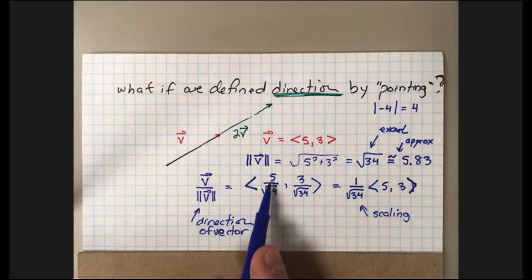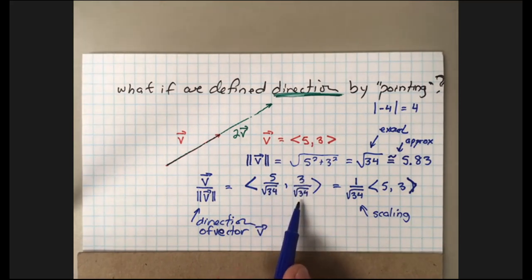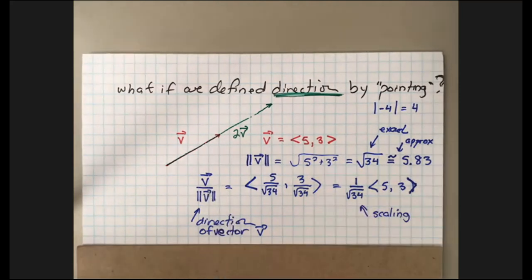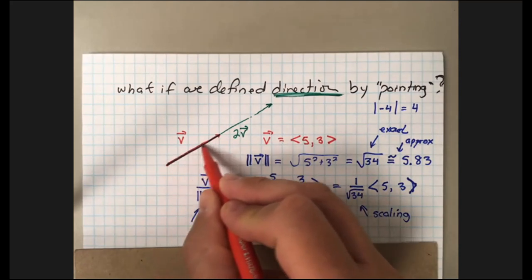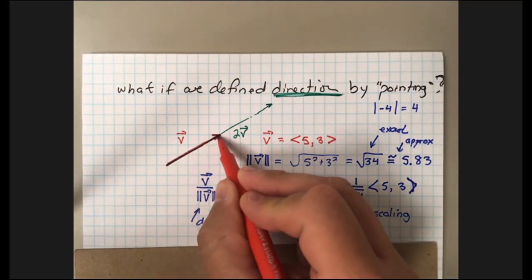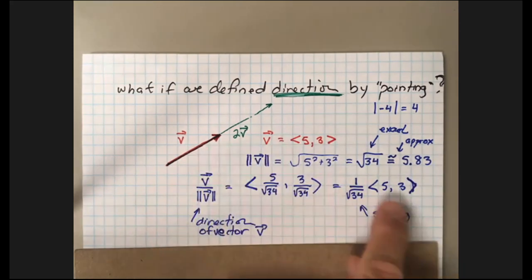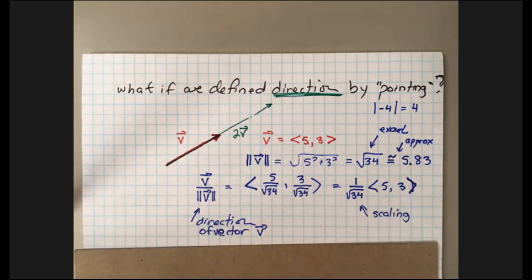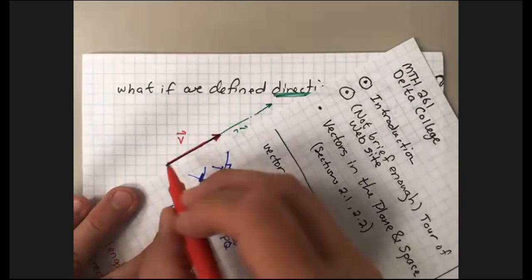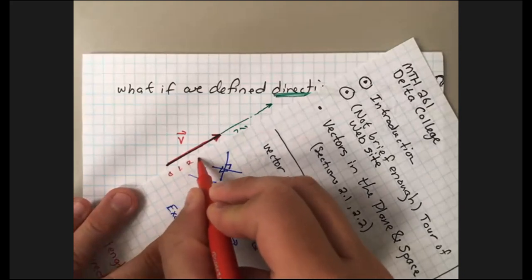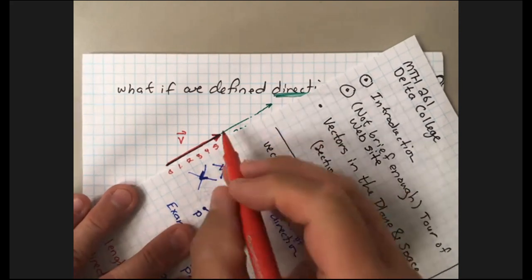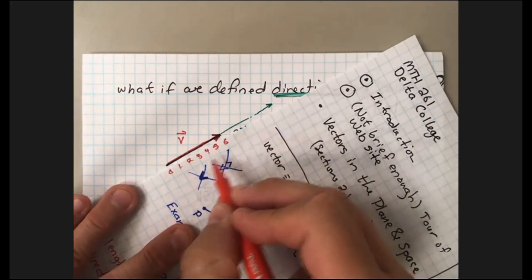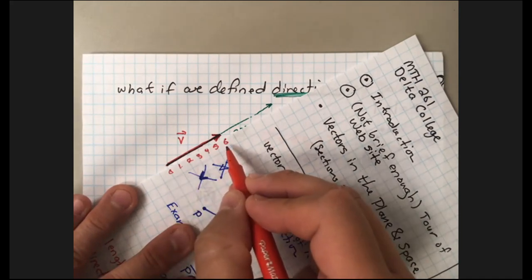Why should I call this direction? Well, let's look carefully at the vector 5 over root 34, 3 over root 34. This red arrow right here, which is V, I'll re-emphasize it. This red arrow is 5.83 units long. In fact, I could literally measure that with my graph paper, right? 0, 1, 2, 3, 4, 5, 6, not quite at 6, 5.83 units long, because my ruler right now is the grid on my graph paper.